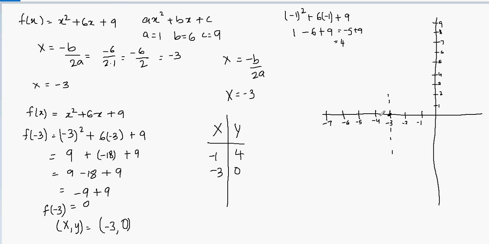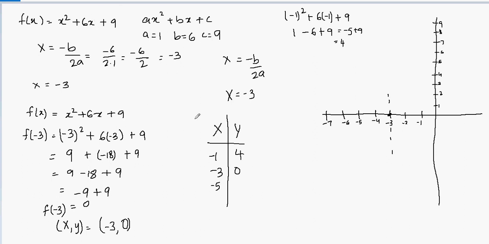Now let's choose 1 point to the left of the vertex. Let's say x is equal to -5. When I plug in x equals -5 into this original function, always remember, for getting the y value, you have to plug in the value of x into the original function.